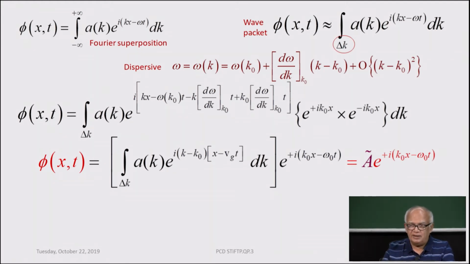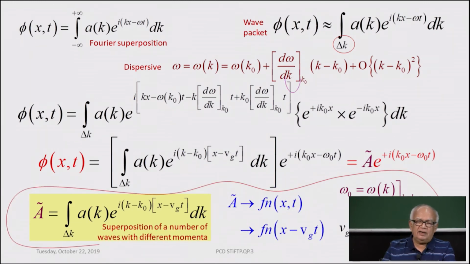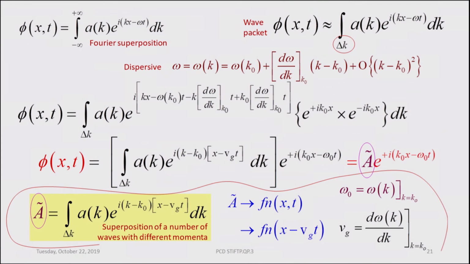A with that wiggle, which is called A tilde, and this A tilde itself does not have a single component of momentum, but it has got a number of them. Okay. You have a large number of waves with different momenta which are packed into this. And it is this wave packet which is moving at a group velocity d omega by dk. Okay. The peak of the wave packet moves at this group velocity.